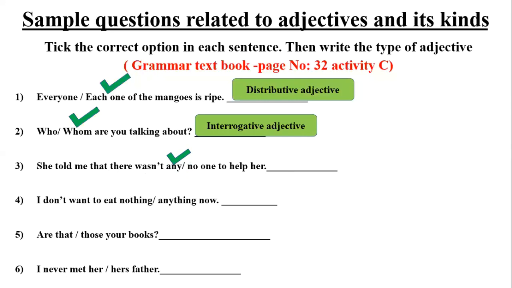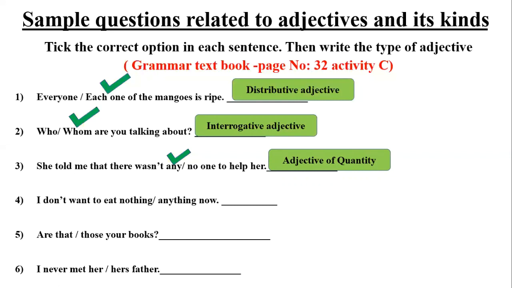If you want to say that there was no one to help, you have to use: she told me that there wasn't. When you use a negative, wasn't is a negative sentence. Wasn't anyone to help her, and any will come under adjective of quantity. Remember that we learned any is quantity, not number, quantity.